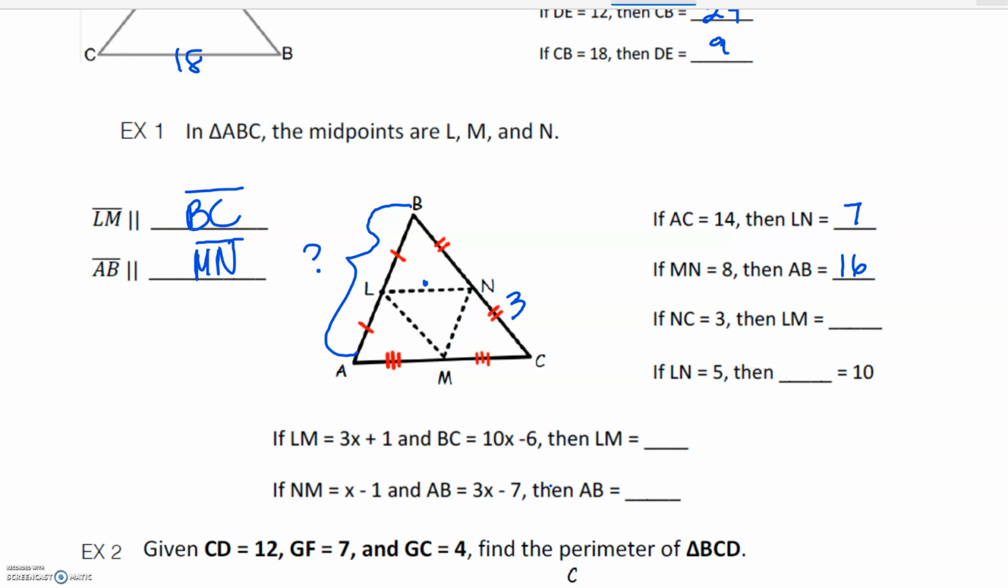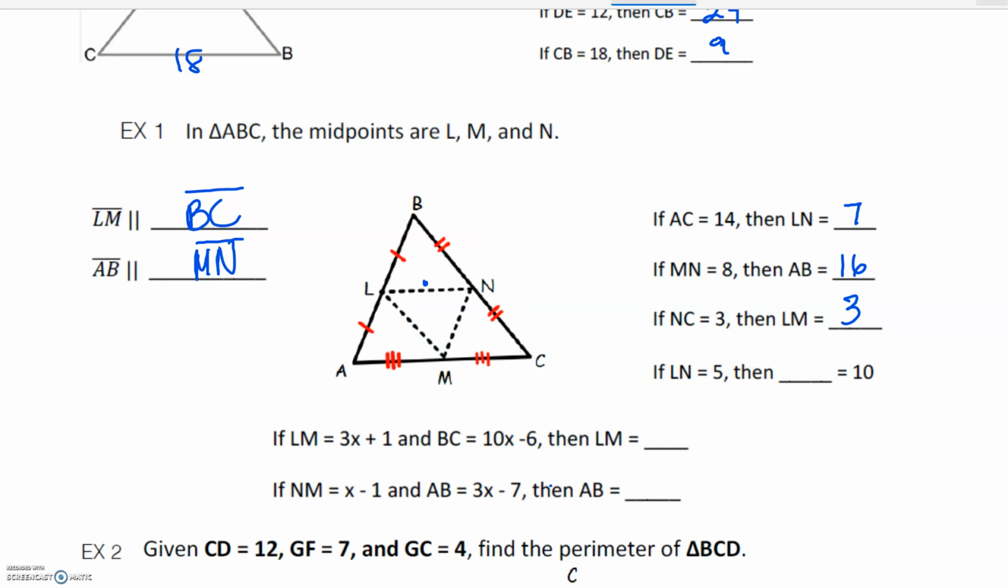NC is 3, and notice it has 2 tick marks, and anything else that has 2 tick marks is going to be congruent. It's asking, though, for LM. Well, if this is 3 and this is 3, the whole is 6, and then this is half of that whole side, so it is 3.